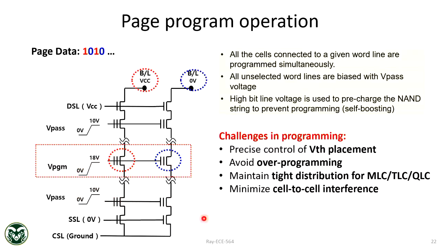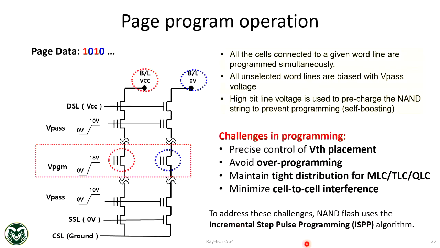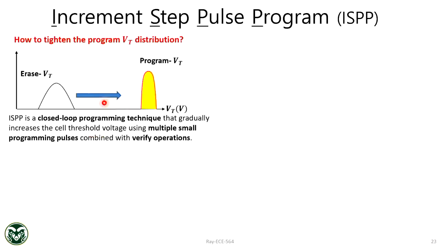So all those things need to be taken care of, and that's why industry, irrespective of whatever company it is, follows this scheme. It's called the incremental step pulse programming scheme. So I'll stop here, I'll explain this, and then we'll be done for today. Okay, so what is this incremental step pulse programming, or ISPP? A very important concept for the programming aspect of NAND. So this is how it is.